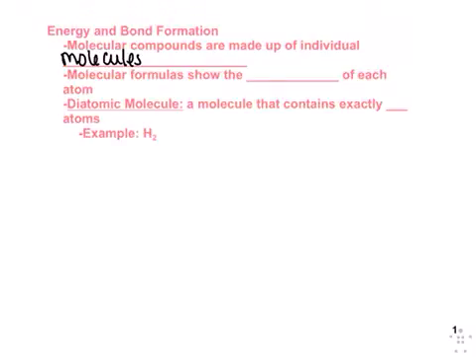Molecular formulas will show the quantity of each atom. One of the specific types of molecular compounds is a diatomic molecule. A diatomic molecule is a molecule that contains exactly 2 atoms, and typically they are atoms of the same element. Hydrogen is a good example of a diatomic molecule. Oxygen is also a diatomic molecule.